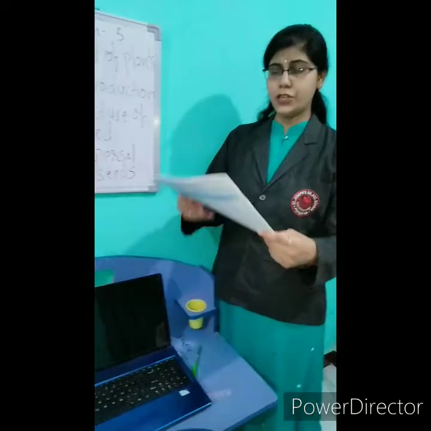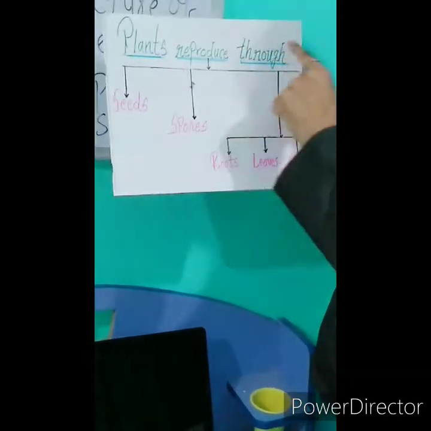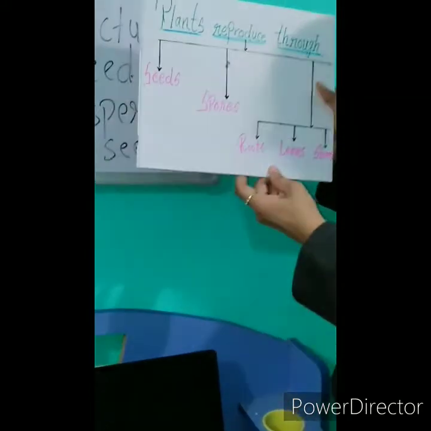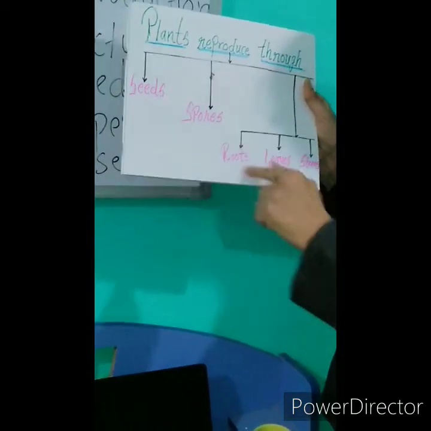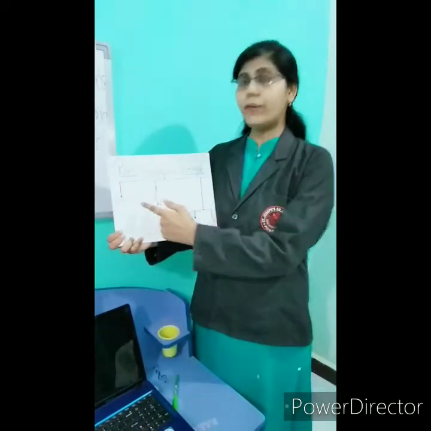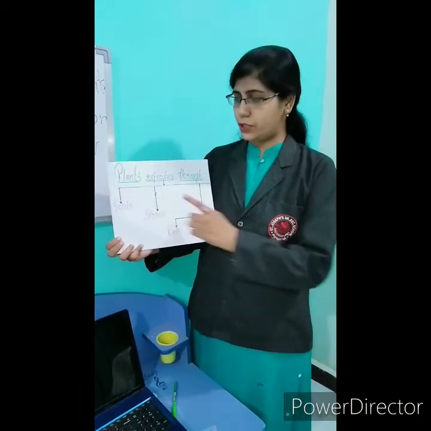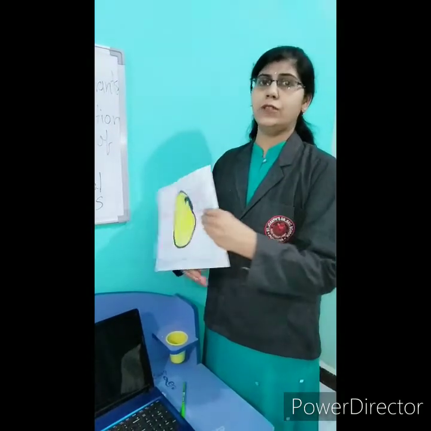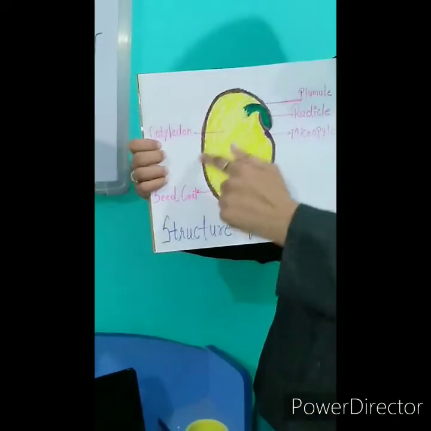So now we will see the different methods of reproduction in plants. Dear children, you see the chart for how plants reproduce: first seeds, second spores, and third roots, leaves and stems. This is known as the vegetative part. Now we discuss them one by one. First one is reproduction from seed. Most of the plants reproduce through seed. So before that we have to first see the structure of seed.